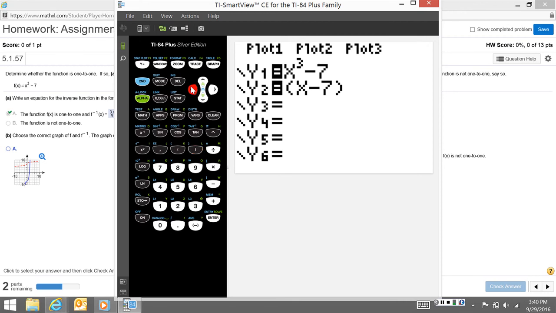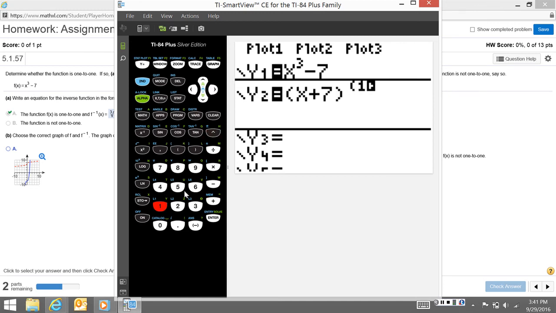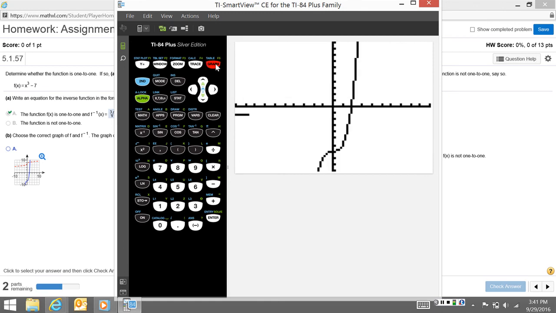Now, I really want to make that plus, don't I? x plus 7 to the, and I'm going to do 1/3 power. This is the same as the third root, okay? So I have given the third root, but I'm using it as an exponent to make it easier to put in my calculator. And then I'm going to go to graph. And right here, it gives me my graph.